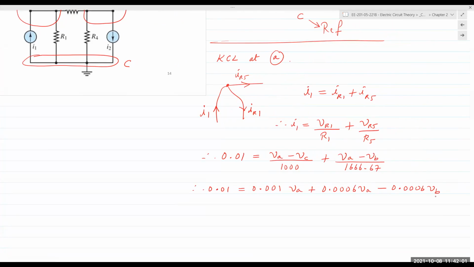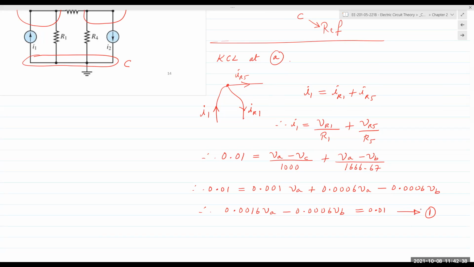We still need to combine. Rearrange the terms, and I get 0.0016 VA minus 0.0006 VB is equal to 0.01. That is equation 1. So this is now AX minus BY is equal to C.